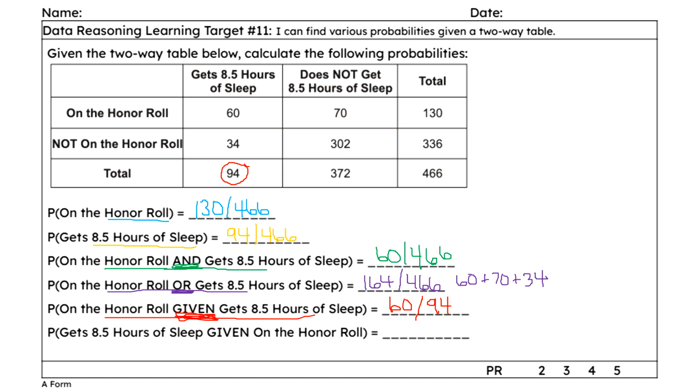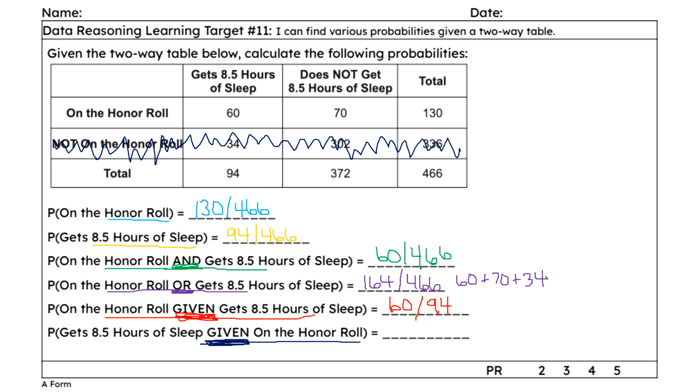And let's look at the last one here. The last one says, what's the probability that a randomly selected person gets 8.5 hours of sleep given that they are on the honor roll? Okay, so this is another conditional probability. We have a given. We know that this randomly selected person is on the honor roll. So I don't care about the group that was not on the honor roll. I'm just looking at the row of this table that were on the honor roll. So I don't care about this part of the table, not on the honor roll. They're not being included in this.